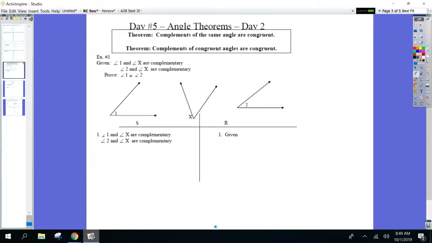Look at those givens. 1 and x are complementary, 2 and x are complementary, and I know most of you right off the bat think, oh, I got this one. 1 and 2 are complementary. No. By substitution? No. Stop. Just stop right now. If you ever end up using substitution, it is only for congruent or equals. It's not for complementary. It's not for supplementary.